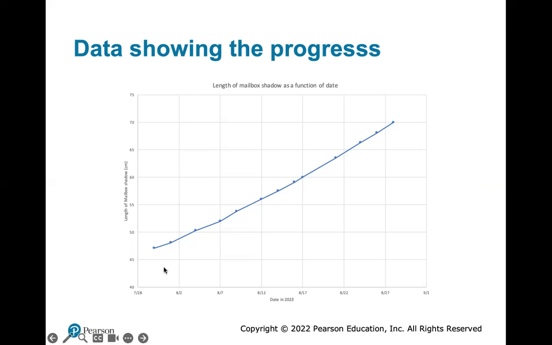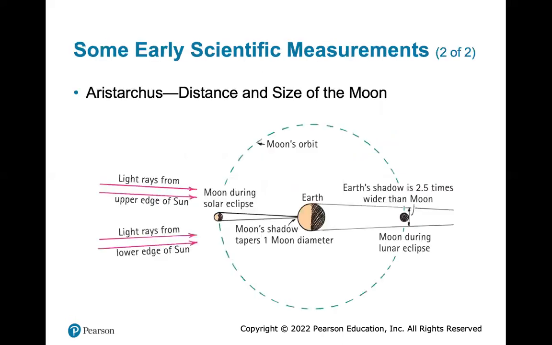Anyway, here's the data, and you can see that the first data I took, it's about at 47 degrees, and today it was at 70 degrees. So you can see that the shadow has been lengthening over time. So here's data. This is what scientists do. They take measurements and they present it as data. So here's some of my own data that I've taken just from being interested in seeing the rate at which the shadow progresses from our mailbox.